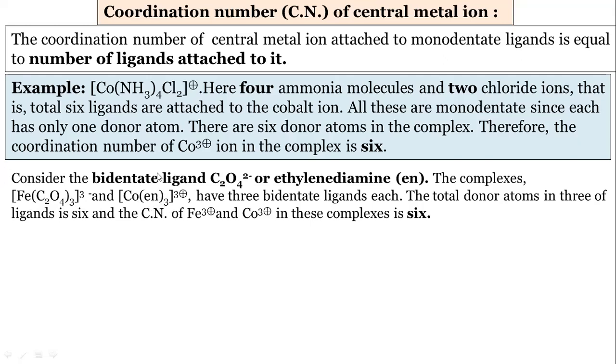We have to identify whether the ligand is monodentate or bidentate. If a monodentate ligand is there, there is no question of electron pairs. Directly we have to add the ligands: 4 plus 2, it is 6. But in case of bidentate ligand, and how to identify a bidentate ligand, I already explained. We have to check how many donor groups are there. In case of oxalate, 2 oxygens are the donor groups, and in case of ethylene diamine, 2 amines are the donor groups.